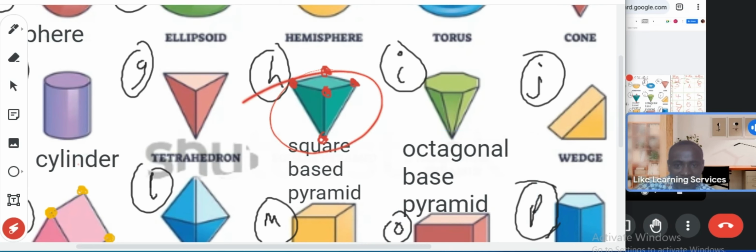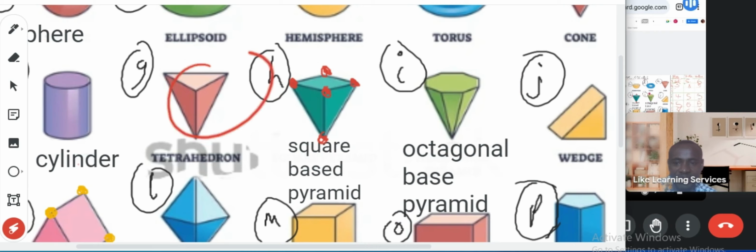All of them are pyramid. This is a pyramid. This is a pyramid. You can also call this a pyramid.